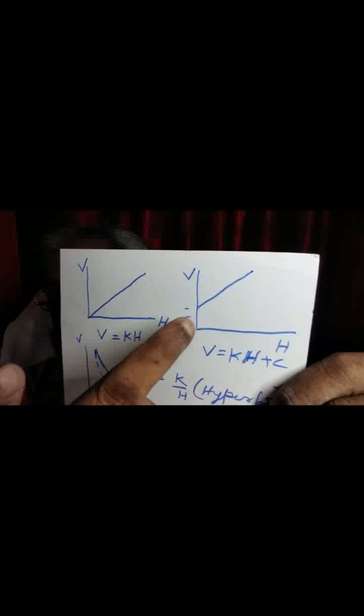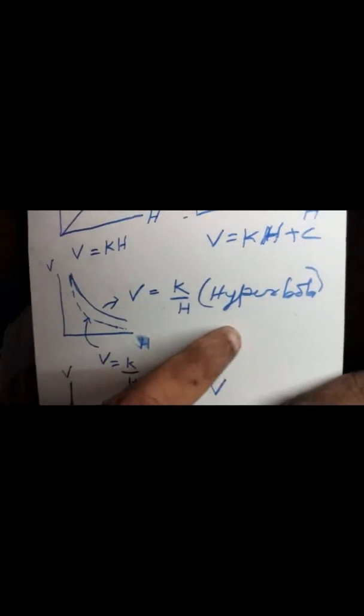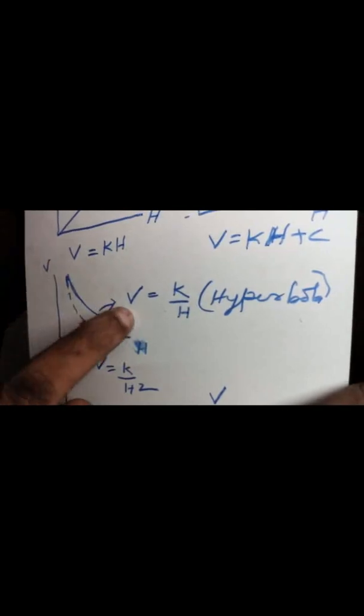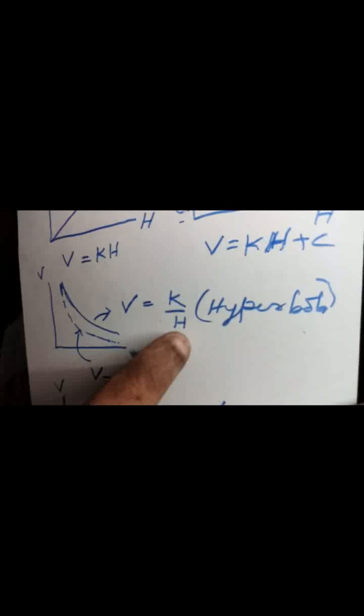The curve is symmetrical about the two axes, and the graph lines tend to be parallel to the two axes. As we move up, the graph is tending to be parallel to the vertical axis, and as we move towards this direction, the graph is going to be parallel with the horizontal axis. That is a rectangular hyperbola. So this equation is V equals a constant by H.